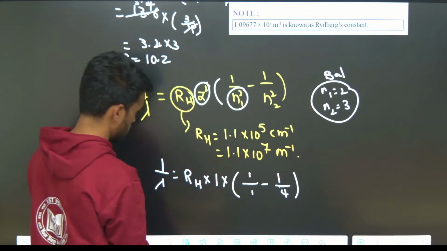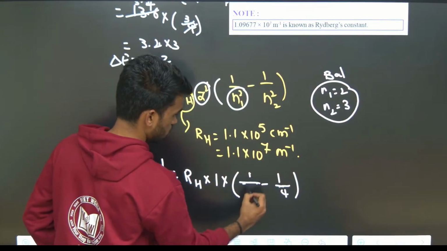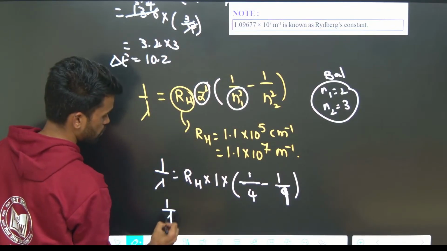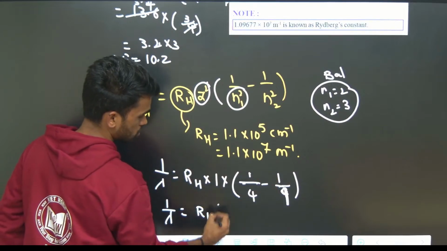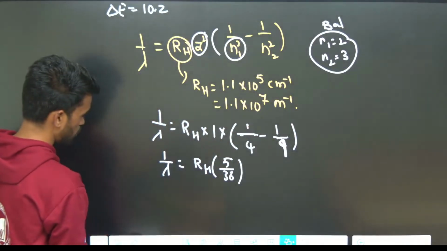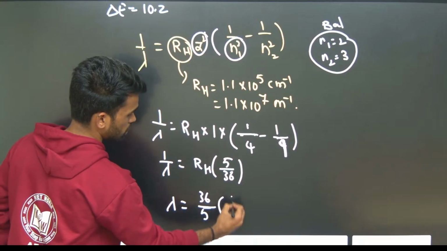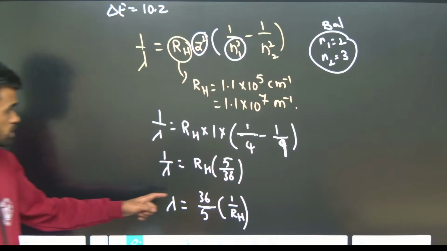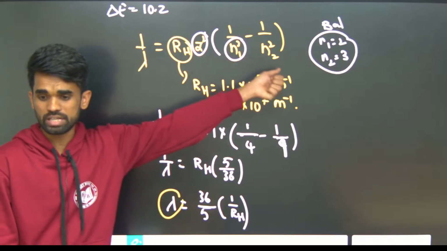So this is the Balmer series now. Balmer means here 1 square is 1, 2 square is 4, and here 9. So 1 by lambda equals RH into (9 minus 4), which is 5 by 36. Then lambda will be 36 by 5 into 1 by RH. Like this. There are some questions asking what the lambda value is for this particular transition.